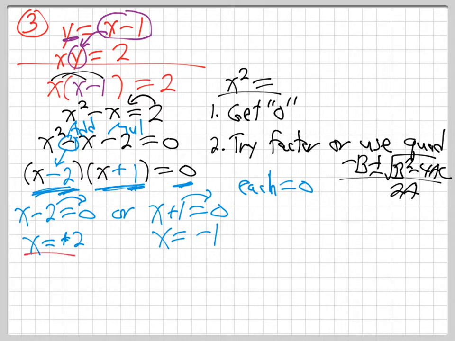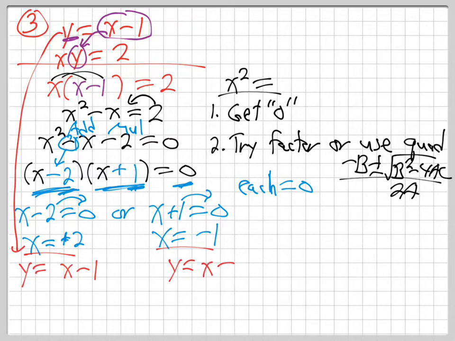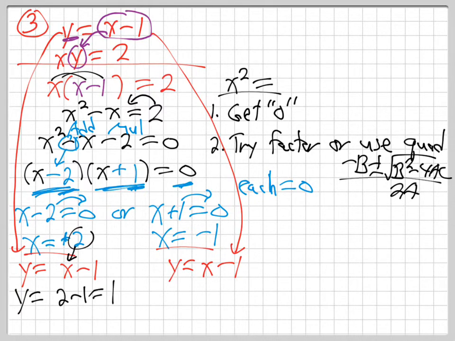Now, each of those x's will lead to a y value that goes with it. And so we grab the top equation, bring it down. Y equals x minus 1. I'll put it in both places. And then plug in the x. So grab this x, plug it in. Y will equal 2 minus 1, 1. So that's x2, y1. The x2 led to the y1.